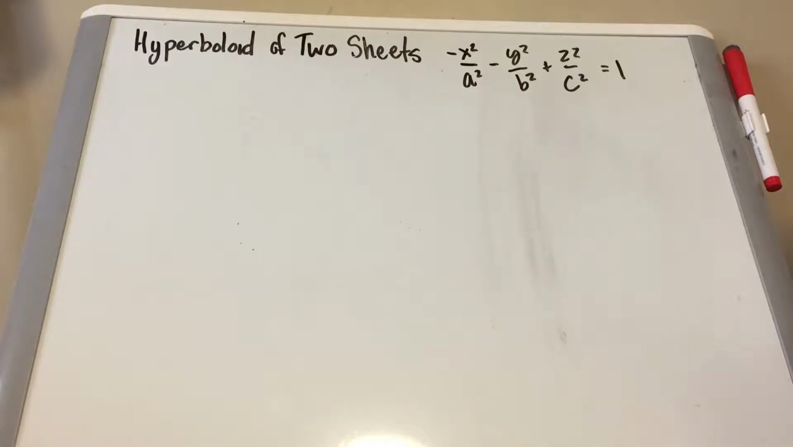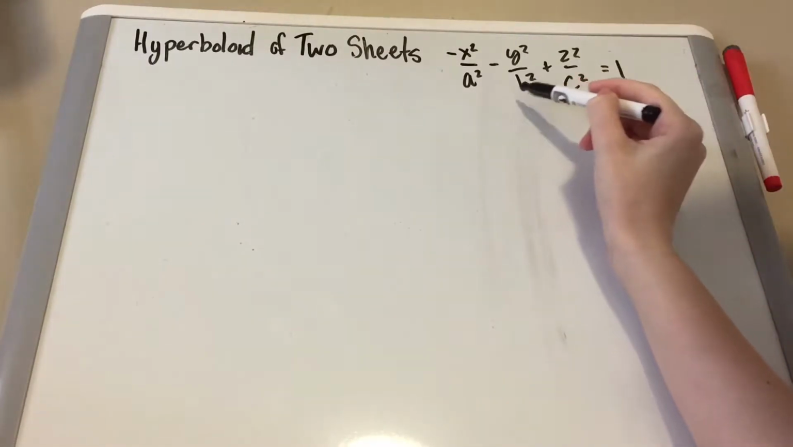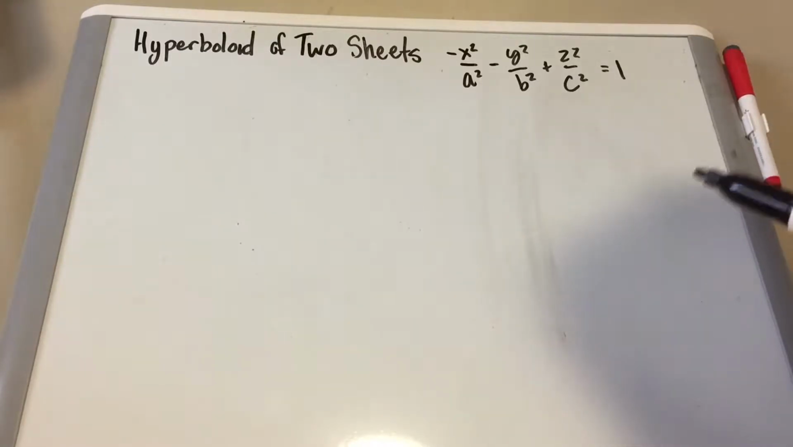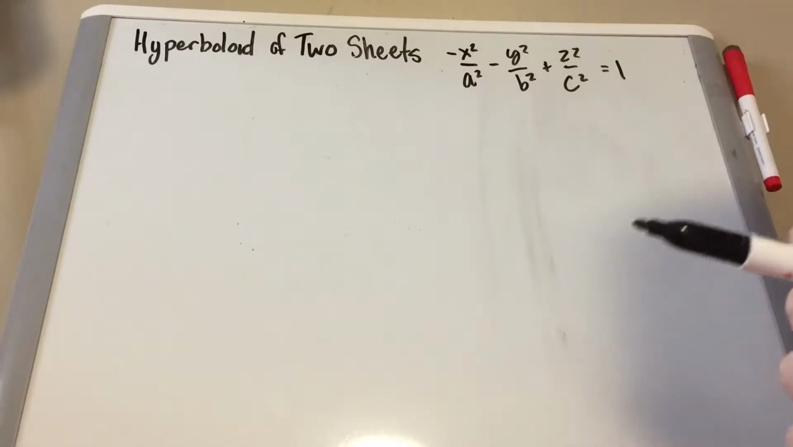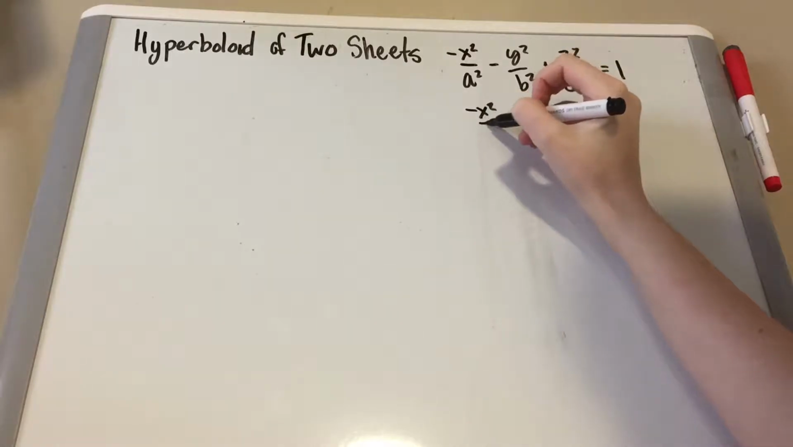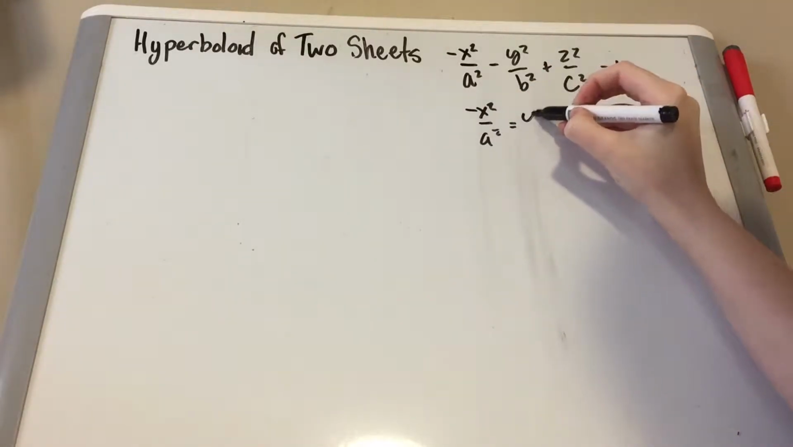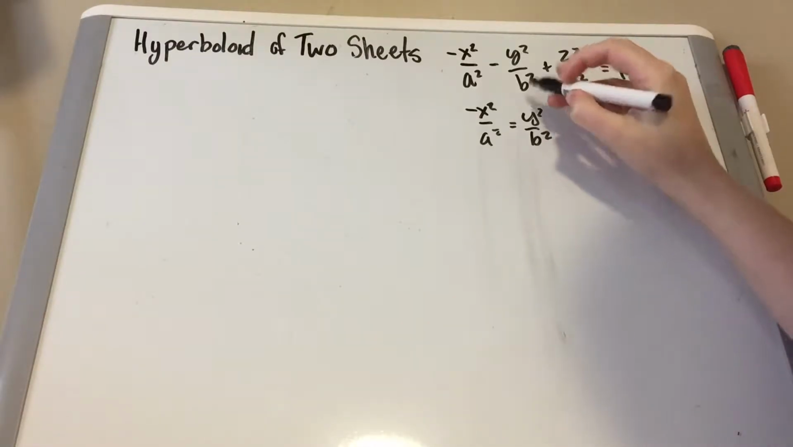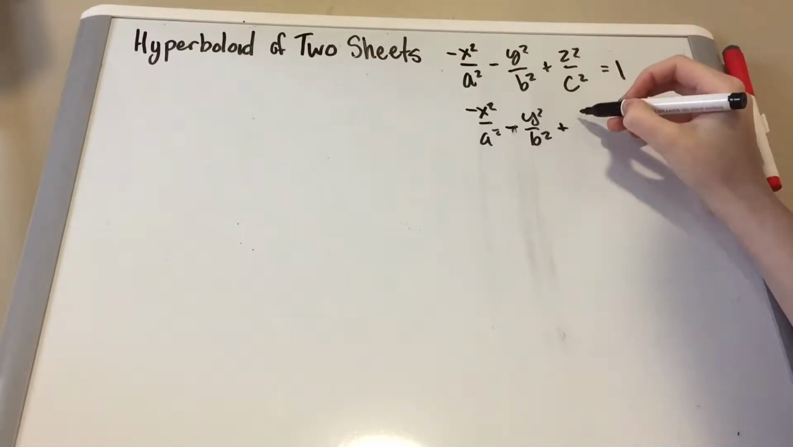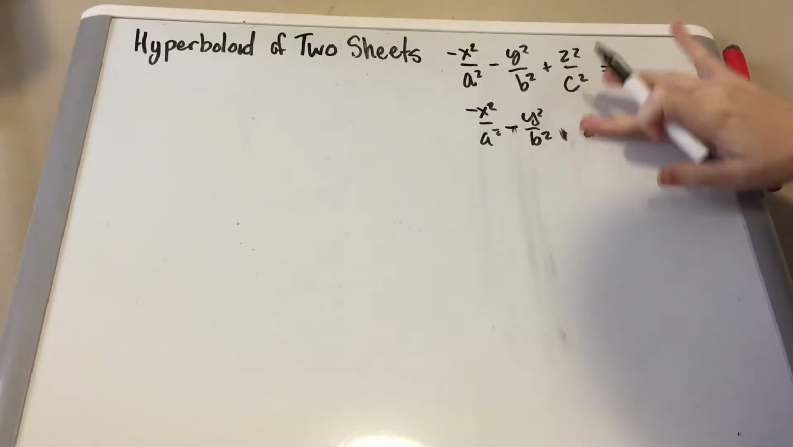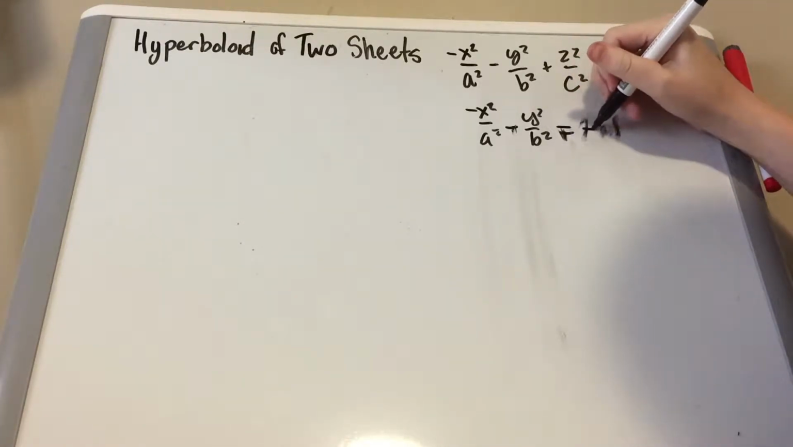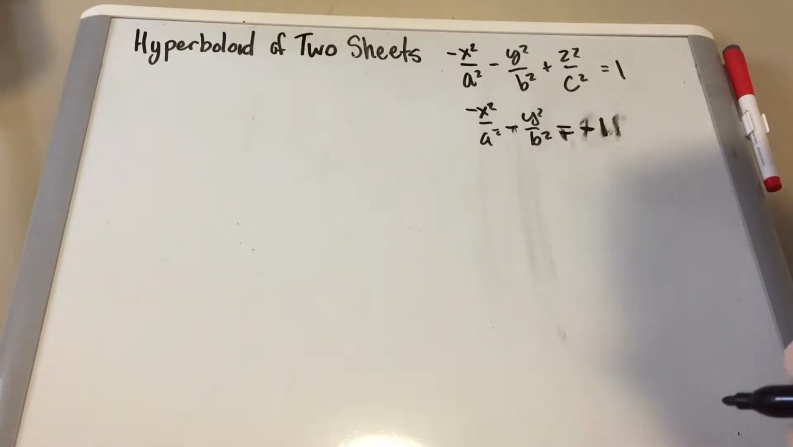So this one's a little bit more difficult to conceptualize. When we make our z 0, our equation is invalid because two negative values cannot make a positive value. However, if we make z greater than c, say 2 times greater, we get negative x squared over a squared minus y squared over b squared plus 2 equals 1. And moving 2 over, we get equals negative 1, which is now valid.